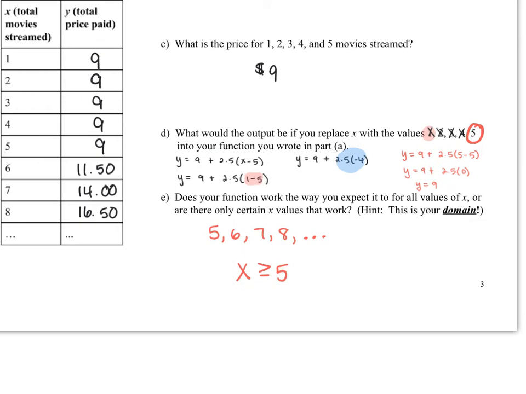Of course, if you're a member of Jetflix, you could choose to watch one movie. But this function will only be mathematically accurate if the x value is greater than or equal to 5. This is an example of how the domain works in the real world.